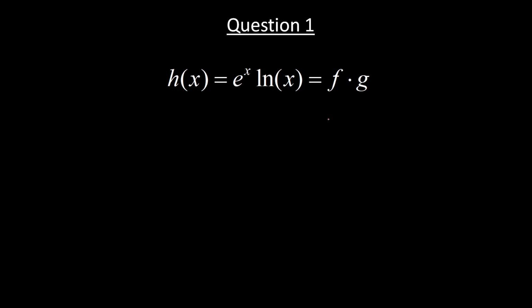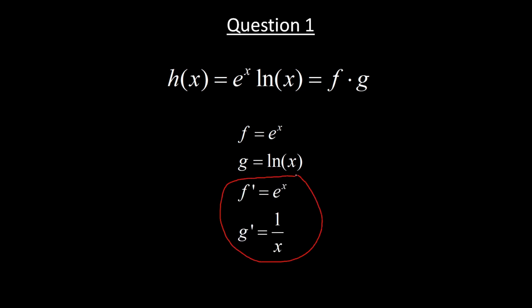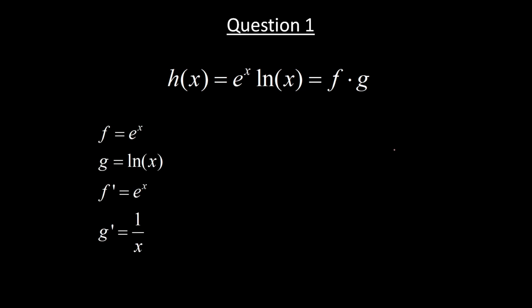We want to first identify what our operation here is, and it's a multiplication. So that means we're going to be using the product rule, which means we have to identify an f and a g. And so we'll identify f as being e to the x, and g being the log x. Once we make those identifications, we then take their derivatives. And now that we have all four pieces, we can plug them into the product rule.